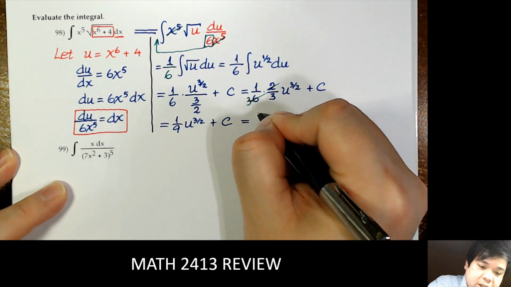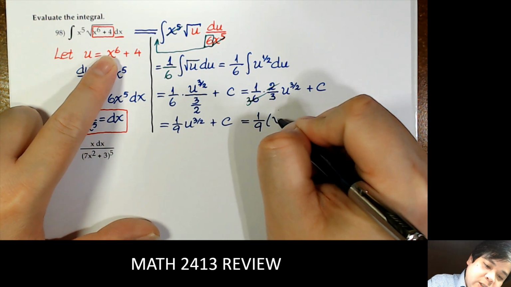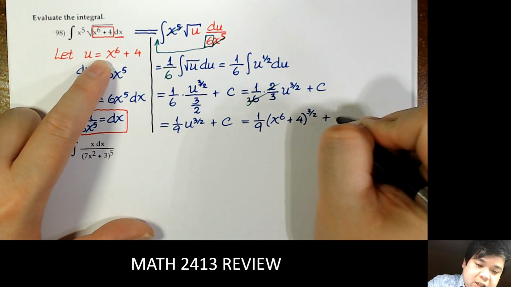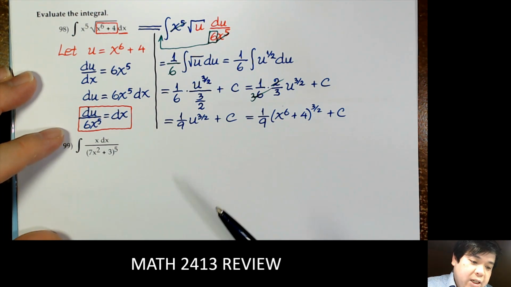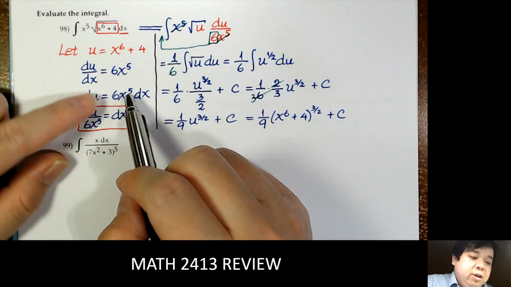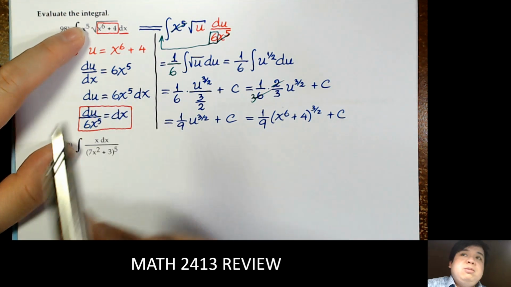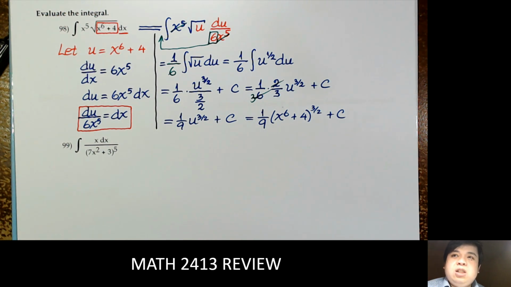And finally, substitute back in for u. u is x to the 6 plus 4, to the 3/2, plus c. As you see, pretty standard. So whatever we let equal to u, when we take the derivative, it should cancel with what is left of the problem. So the problem has x to the 5th, so that should cancel out. Whatever we let equal to u, the derivative should somehow have x to the 5th in it. So that's the first one.